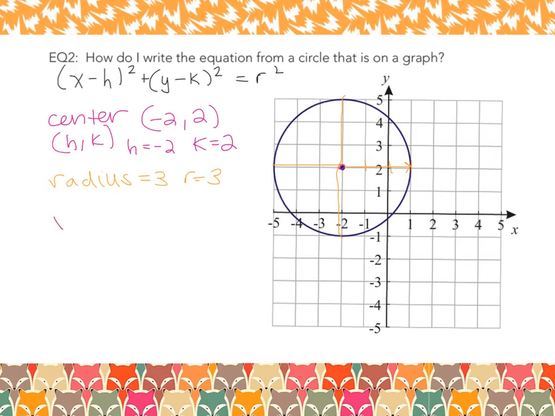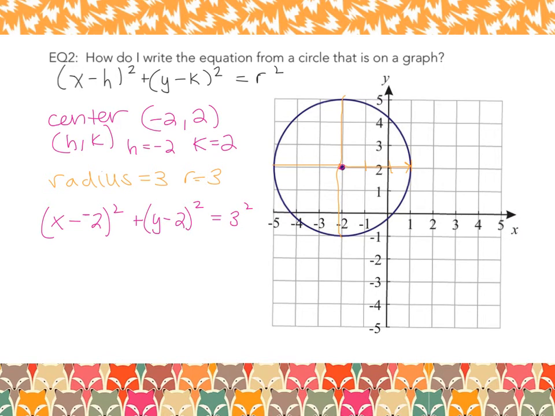So I'm going to write x minus negative 2 squared plus y minus k squared. So y minus positive 2 squared. And all of that equals r squared. So that's equal to 3 squared, the radius squared.